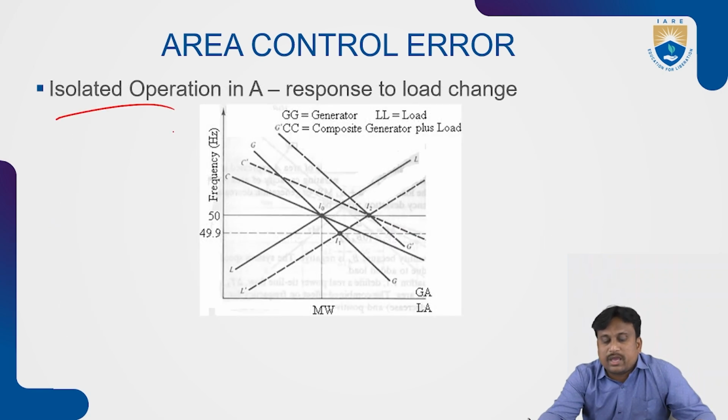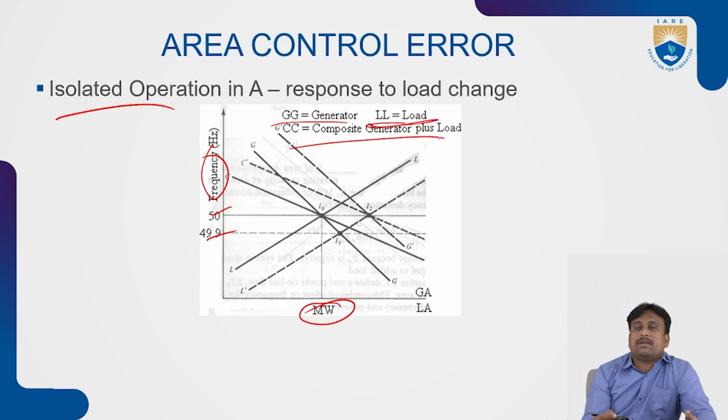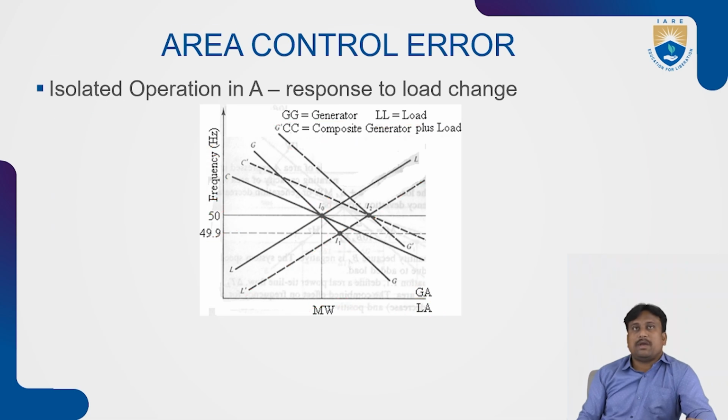The isolated operation of area A in response to a load change is shown here. This is considered with the amount of power drawn versus frequency in hertz, which is about 50 and 49.9. The generator characteristic G2G with the load characteristic L2L is considered, as C2C is the composite generator plus load condition. As GA is considered with respect to LA, the variations are represented as L2L dash and G2G dash, which meet together at a particular junction, as in the I0 case. These conditions vary with respect to the I1, I2 parameters, and they meet at the junction of I0 and I1. According to that composition, the generator plus load considerations must be treated in their respective manner.